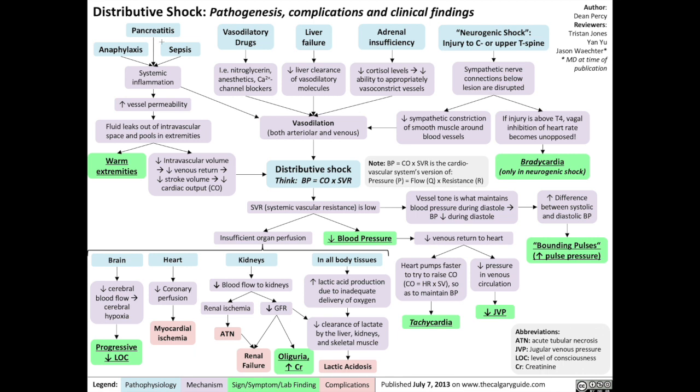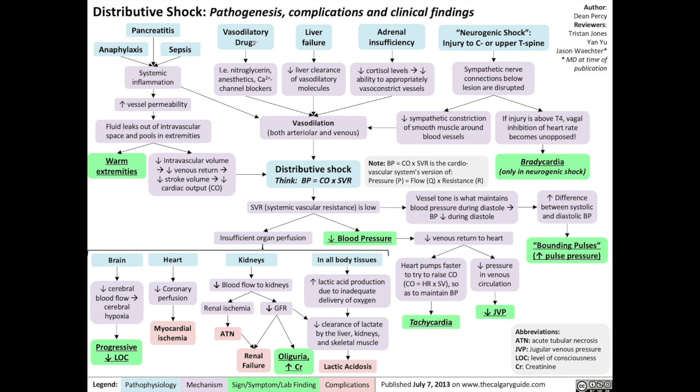First, pancreatitis, anaphylaxis, and sepsis all result in systemic inflammation that increases the permeability of blood vessels, which results in the fluid in the blood vessels leaking out of the intravascular space and collecting in third spaces, such as the interstitial tissue of a patient's extremities, like hands and feet. That results in extremities being warm as opposed to cold with hypovolemic shock. In addition, the reduced intravascular volume also reduces the venous return to the heart, reducing the stroke volume and reducing cardiac output, which results in distributive shock.